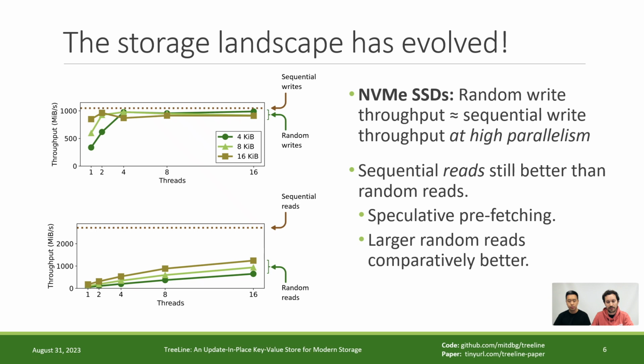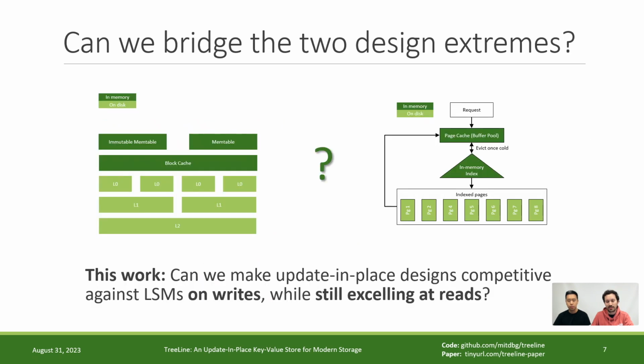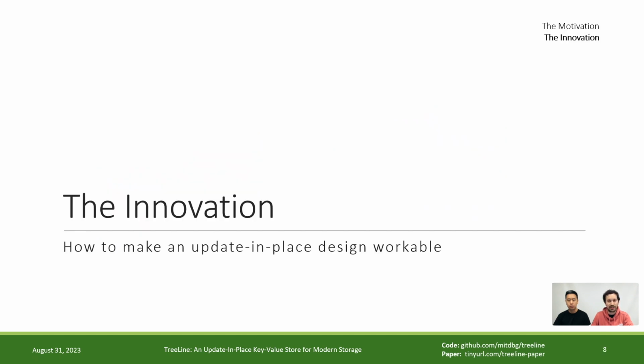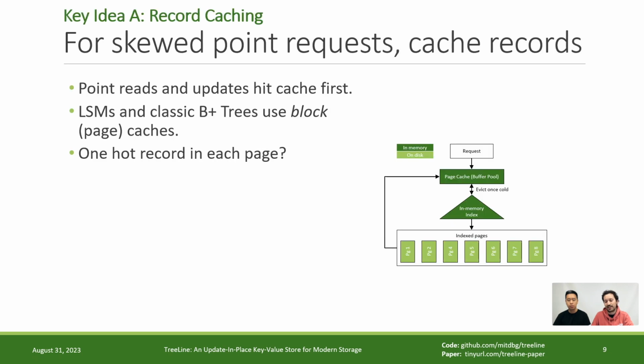So given this new storage landscape, can we bridge these two extremes and create a design that is update-in-place, but is still competitive against LSMs on writes while still excelling at reads? We believe the answer is yes, and our system Treeline addresses this. So let's start with a classic B-tree-like design here on the right, and let's see how we can make it efficient for the types of workloads we mentioned earlier.